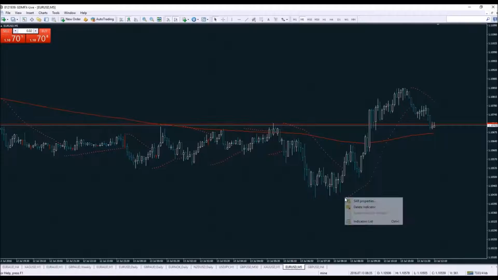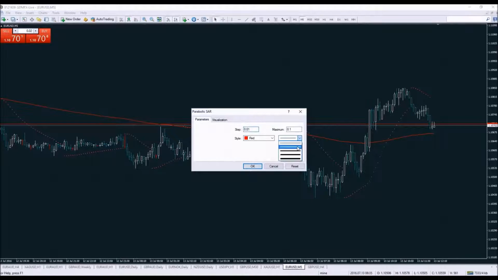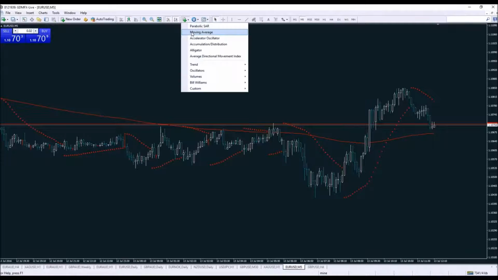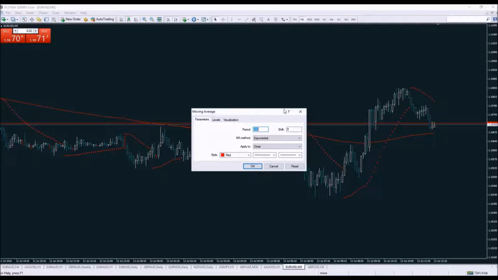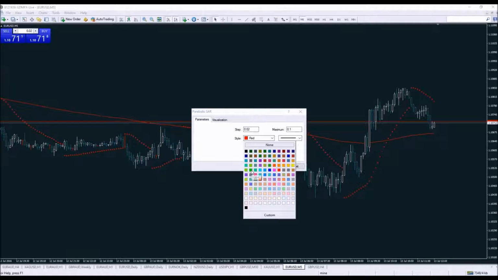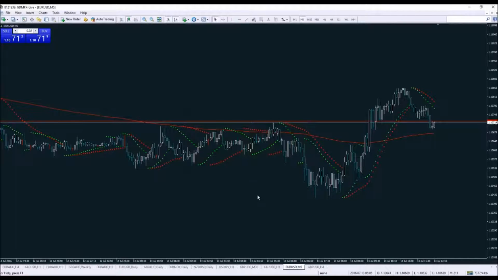I might even thicken it up a little bit for you, so maybe you can see it better if you have a smaller monitor. This should be much nicer. Now for the second parabolic, the only change I will make for the slow support and resistance is that it's going to be a step of 0.02. The rest will remain the same, only I will change the color so I can better see it.